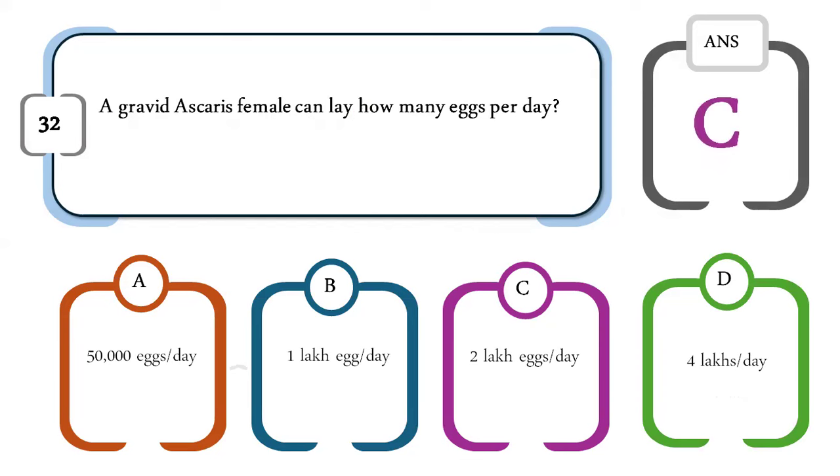And if you see the right answer, that is C, the adult worm lays 2 lakh eggs per day. So mature female worms lay 2 lakh eggs per day. It lays two types of eggs, fertilized eggs and unfertilized eggs. Both are passed out in the feces of the infected person.